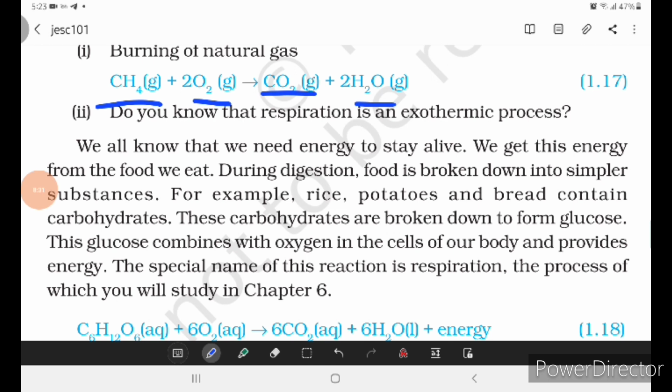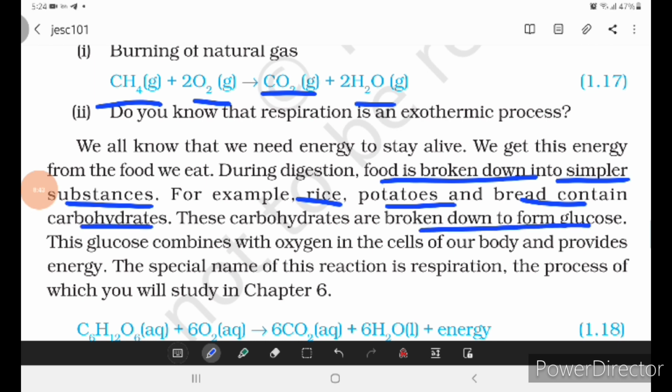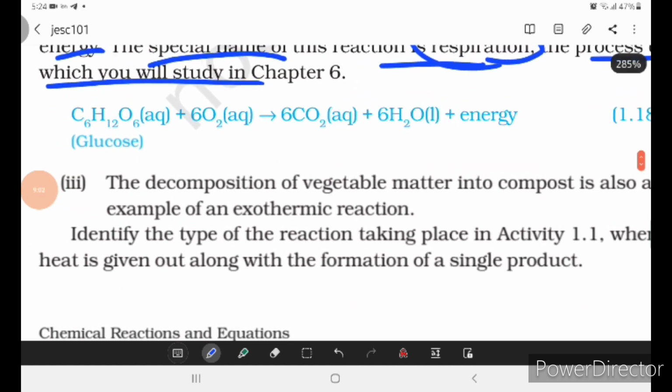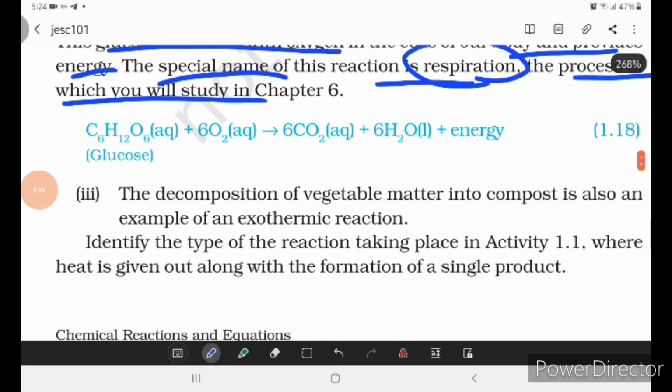We all know that we need energy to stay alive. We get this energy from the food we eat. During digestion, the food is broken down into simpler substances. Rice, potatoes and bread contain carbohydrates. These carbohydrates are broken down to form glucose, and this glucose combines with oxygen in the cells of our body and provides energy. This energy is in the form of heat, and the specific name of this reaction is respiration, the breaking down of glucose by combining with oxygen. We are going to study the process of respiration in chapter 6 as well.